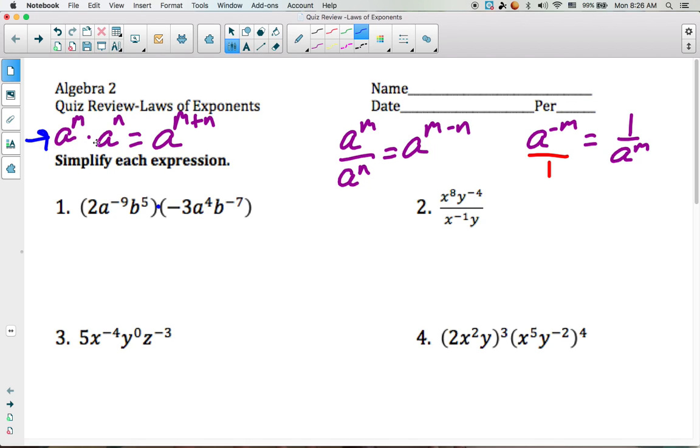the n. Your bases are the same, so when you multiply the same base, you keep the base and you add the exponents. We're going to go 2 times negative 3 to get negative 6. We'll go a to the negative 9 times a to the 4th. So we'll keep the base a, and we're going to add the exponents. Negative 9 plus 4 equals negative 5.